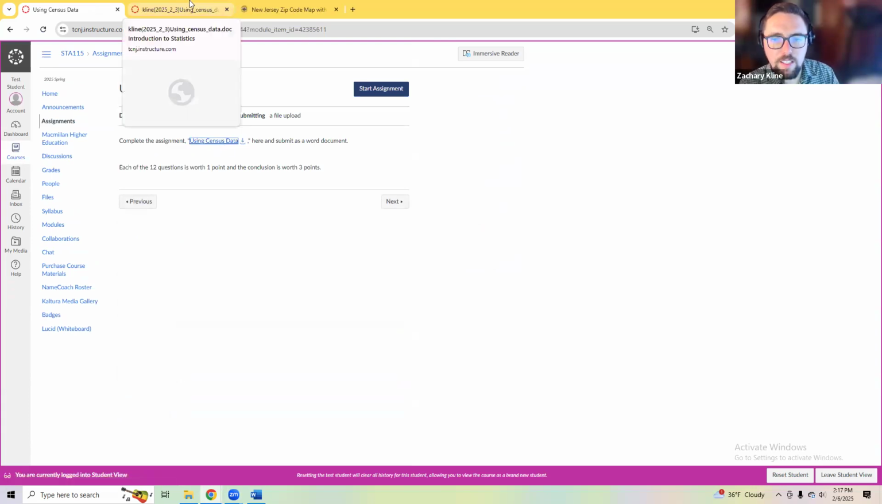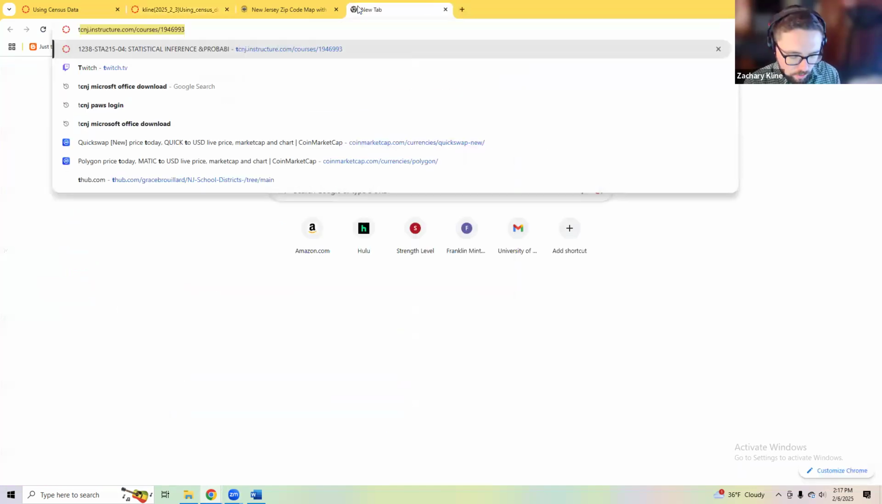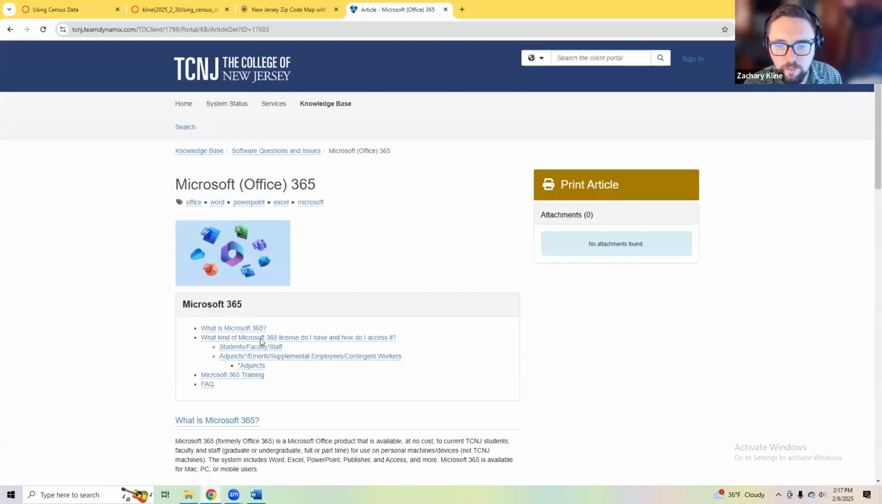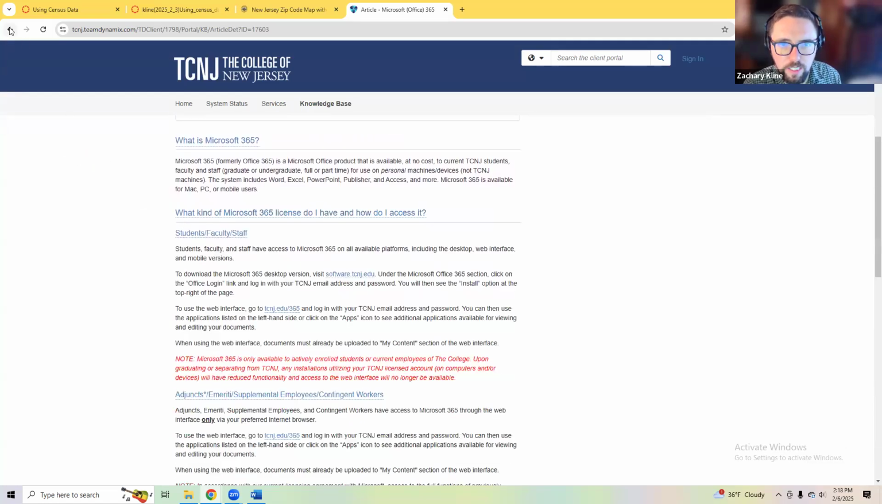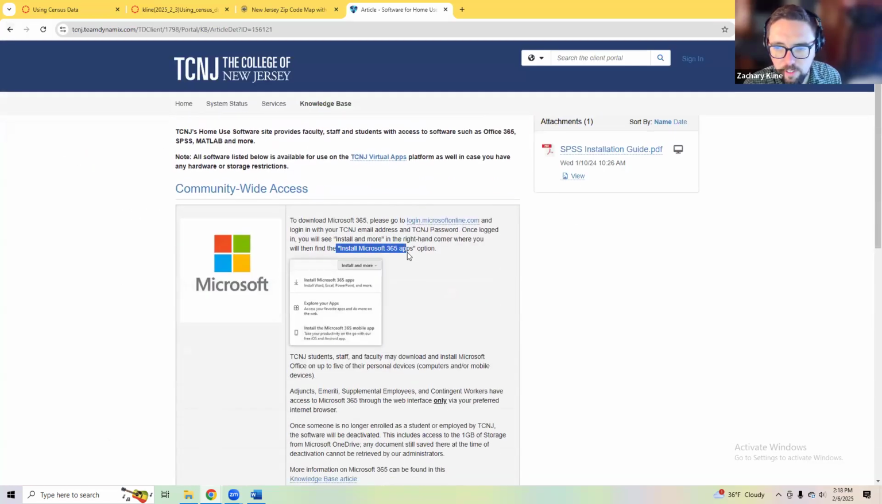There's a couple things you could do as a TC, if you want to use the Word document here. If you already have Word installed on your computer, you can download it and work directly in Word. If you don't have Word installed, you have access to it as a TCNJ student. If you log in to your TCNJ account from Microsoft Office 365, you'll be able to directly get access to Word and install the Microsoft Office 365 apps. This is a link on Canvas, and you can also Google it. Make sure you're on a TCNJ official website, though.